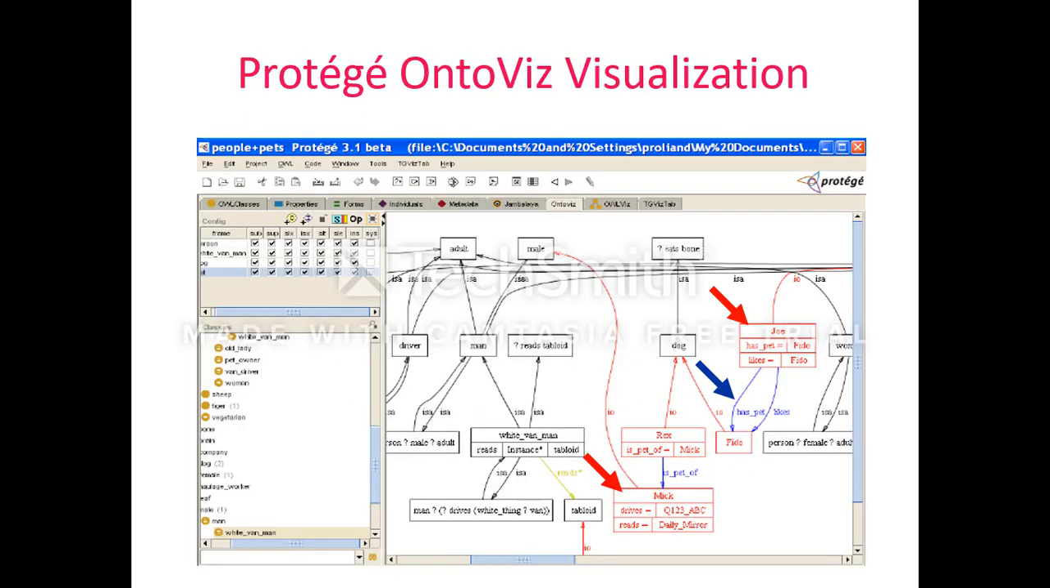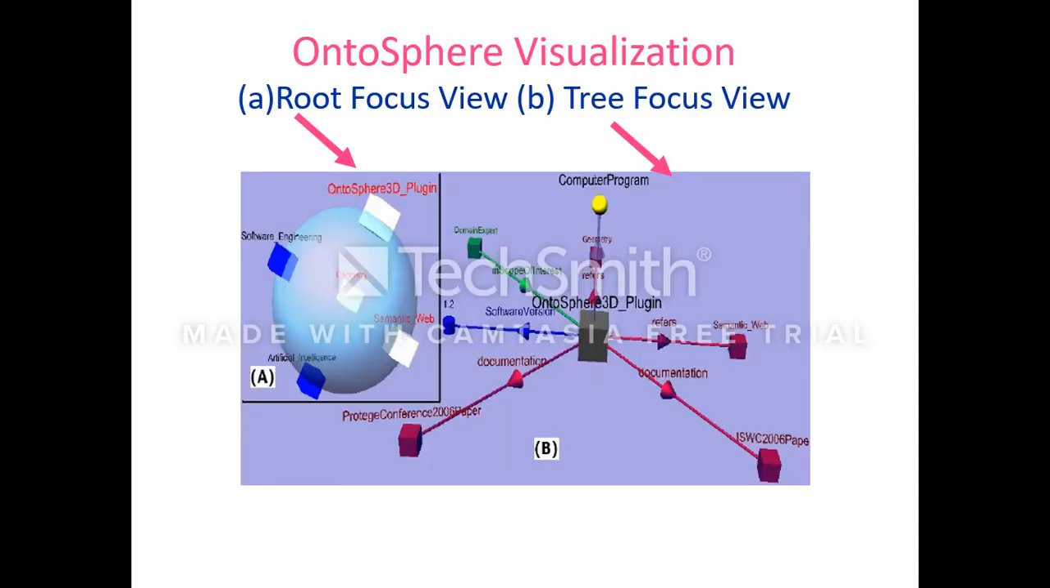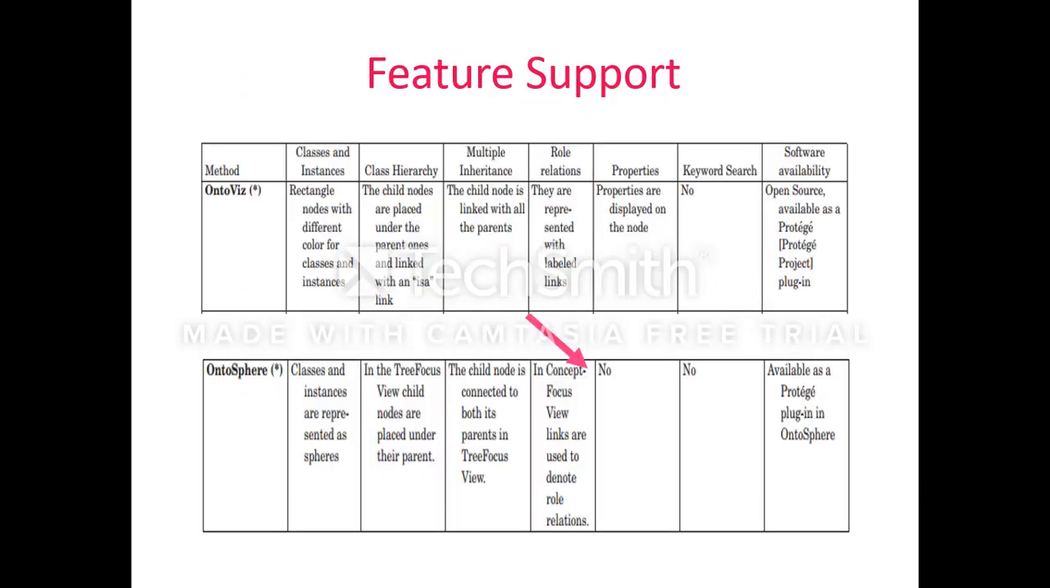As you can see, color and size coding is used to denote the existence of subtrees and their size. So the bigger the sphere, the bigger the subtree. Please note that OntoSphere does not visualize the taxonomy, but the direct role relations between classes. In this table, we can see that properties are not represented in OntoSphere.